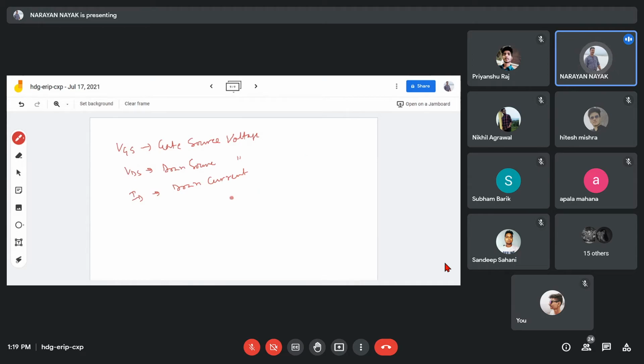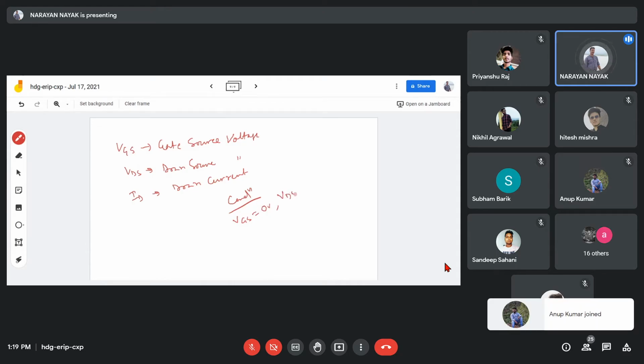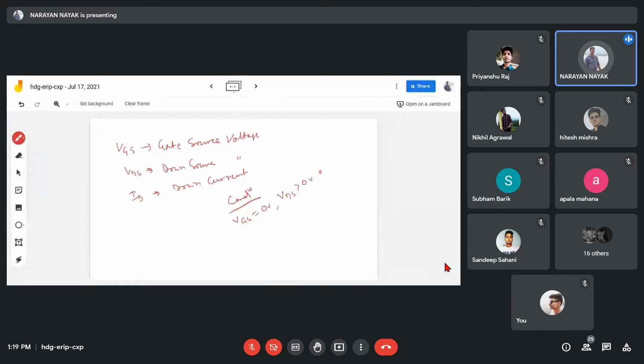What are the conditions you have? The condition you have, let us say, if you are applying VGS as 0 volt, and the drain source voltage is greater than 0 volt. So what will happen? What about the effect on ID? ID means drain current. Okay, this is condition 1.